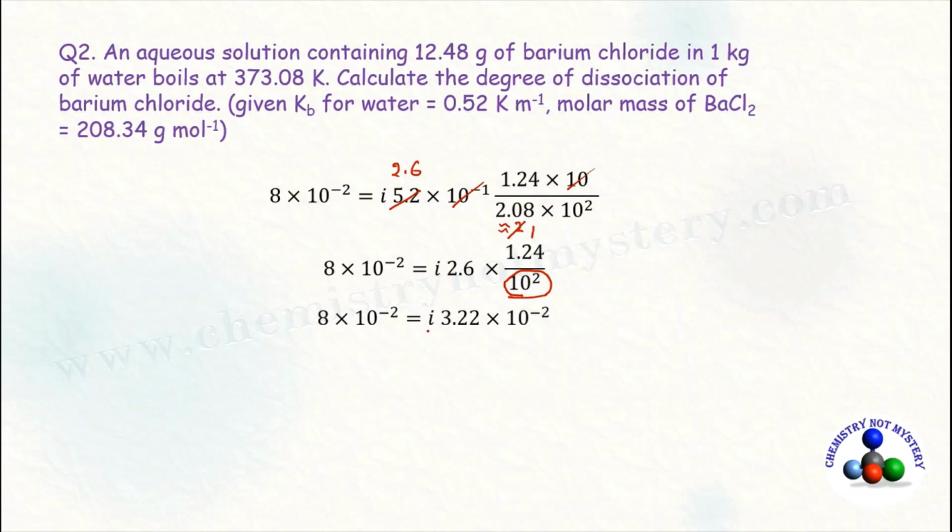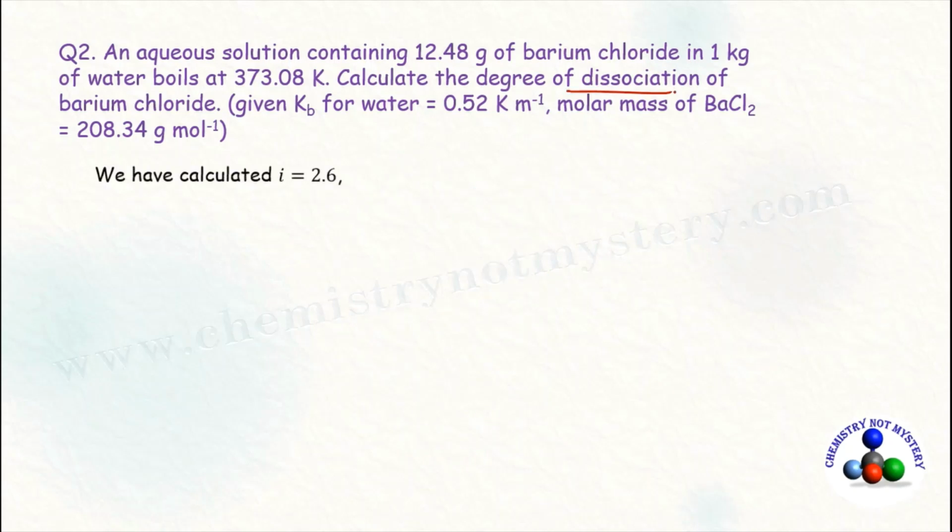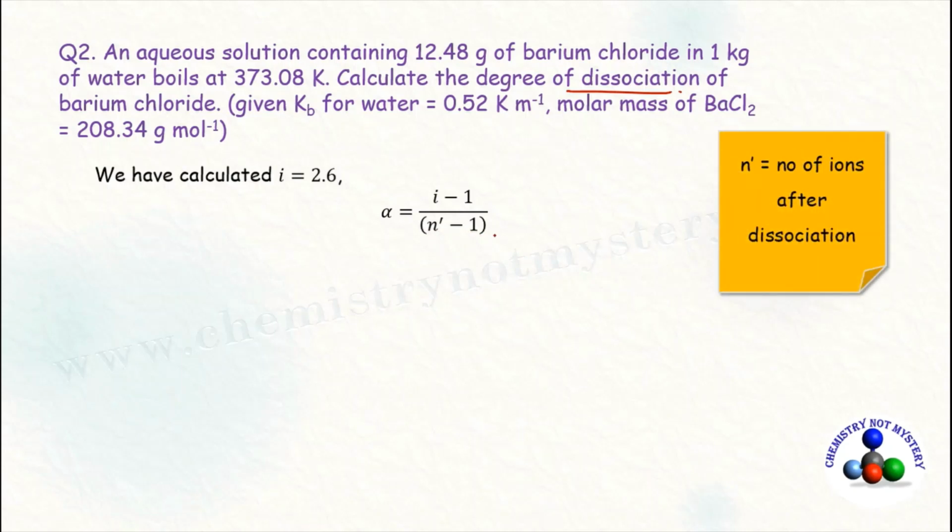Now rearrange this equation to get the value of i. So here you will get i is equal to 8 into 10 raised to minus 2 over 3.22 into 10 raised to minus 2. 10 raised to minus 2 and 10 raised to minus 2 will get cancelled out. When you divide 8 by approximately 3, you will get 2.6, and it is the value of i that we just have calculated. By using the value of i, you can calculate degree of dissociation by using the formula alpha is equal to i minus 1 over n dash minus 1, where n dash is the number of ions produced after dissociation.